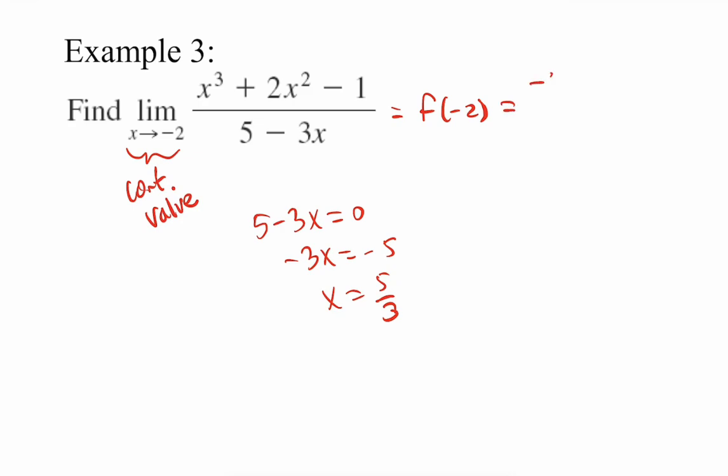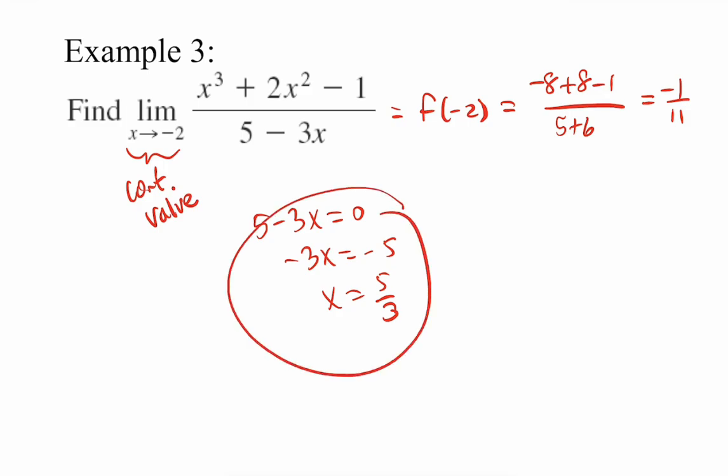So I get -8 plus 8 minus 1 on top. I get 5 plus 6 on the bottom. I get -1/11. That's what it is. It's approaching that value from both sides. That value is not an issue. This is the value that is not in the domain.